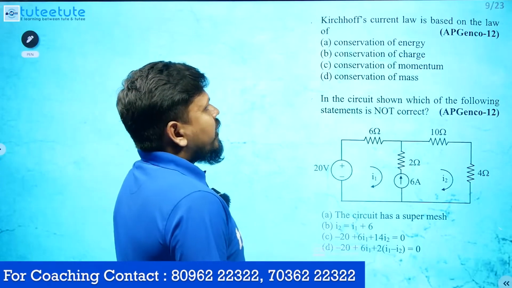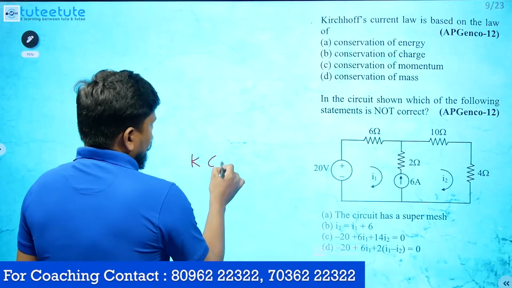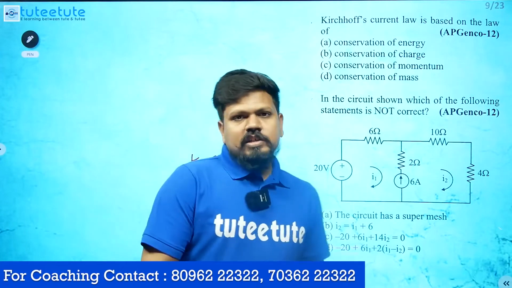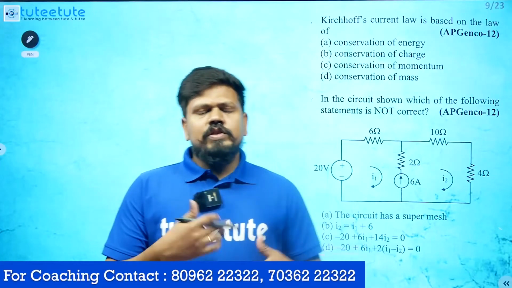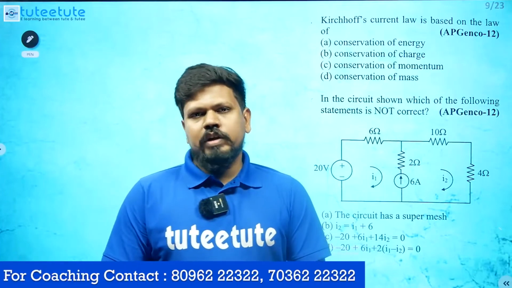Kirchhoff's current law is based on the law of... this is one of the standard bits. So what is KCL? KCL is nothing but: the algebraic sum of the currents at a node or junction is equal to 0. Otherwise, we can give a statement like this: incoming current is equal to outgoing current.